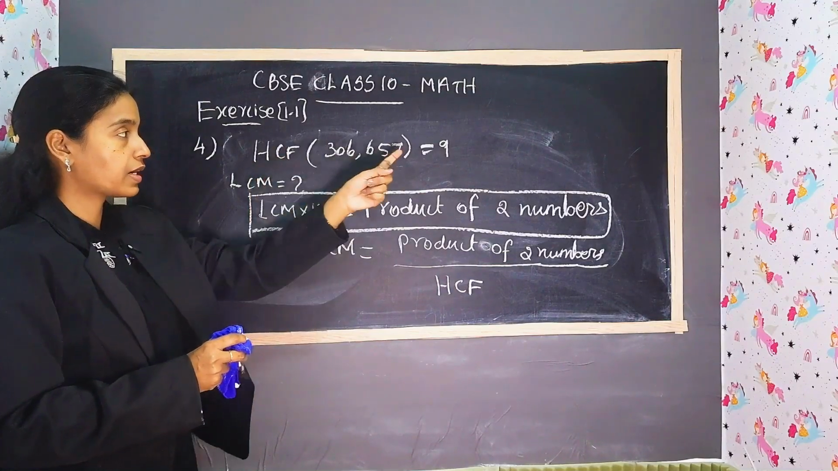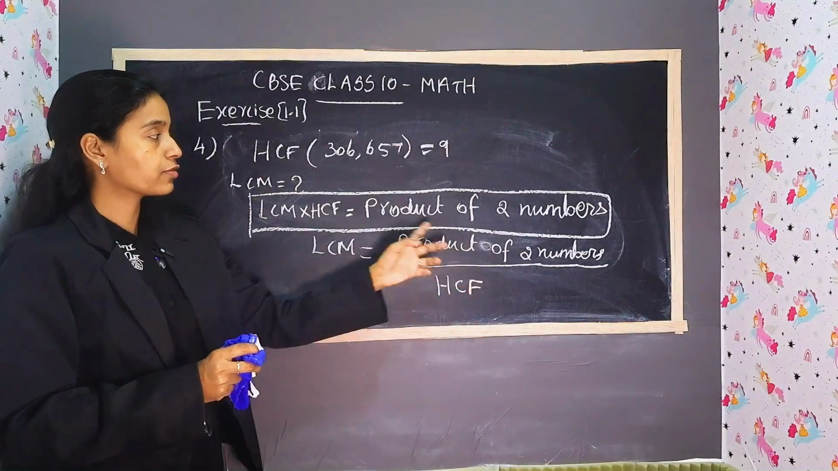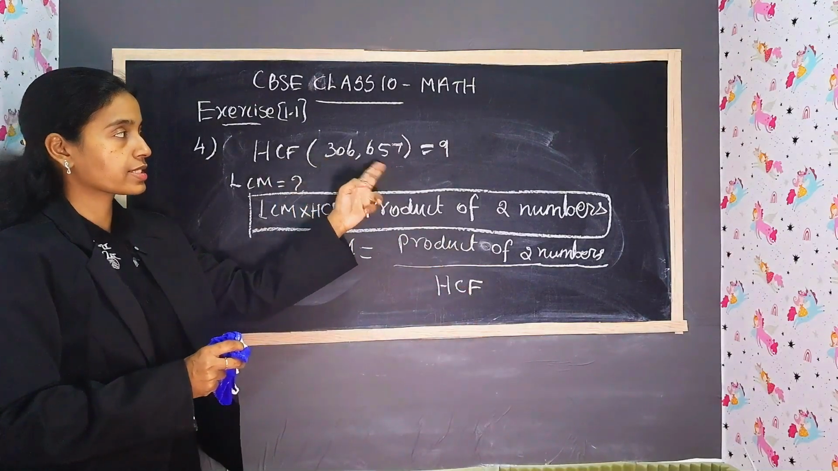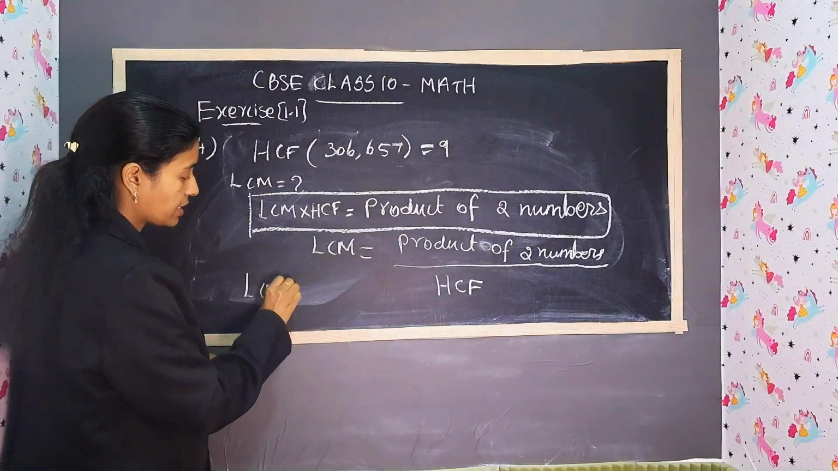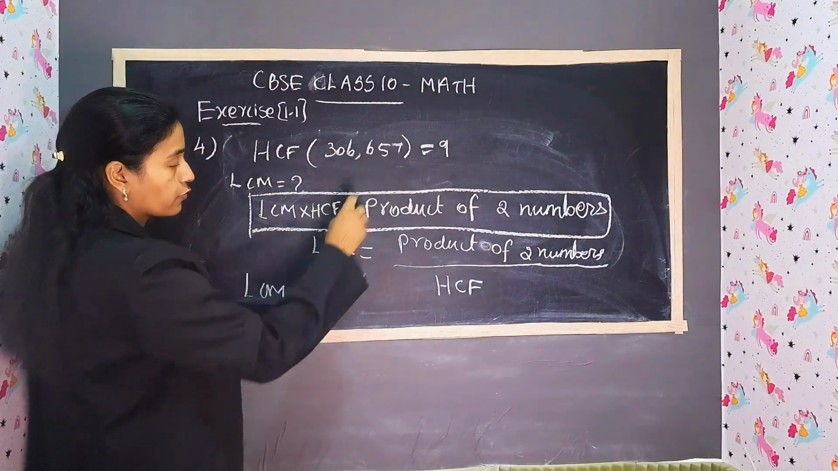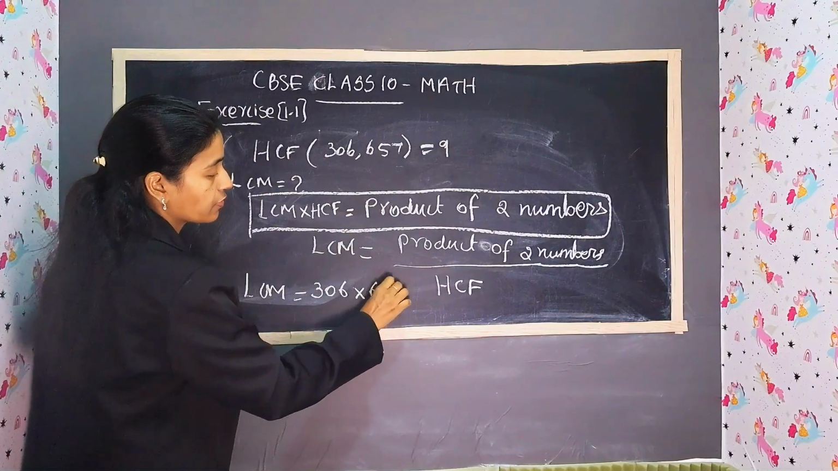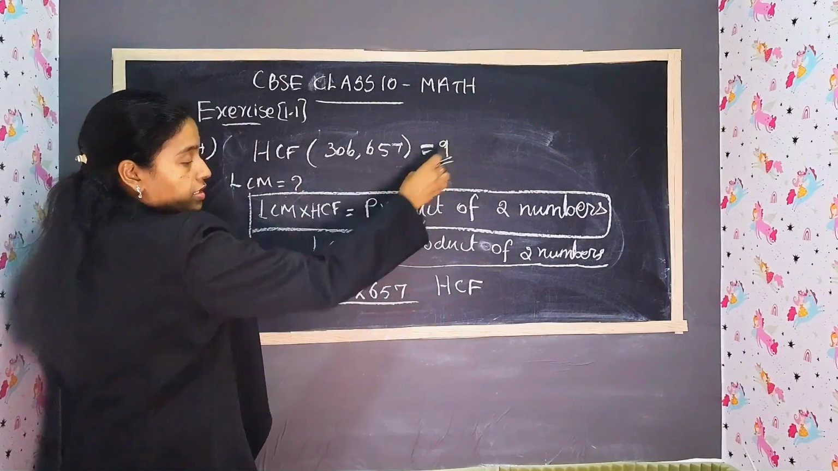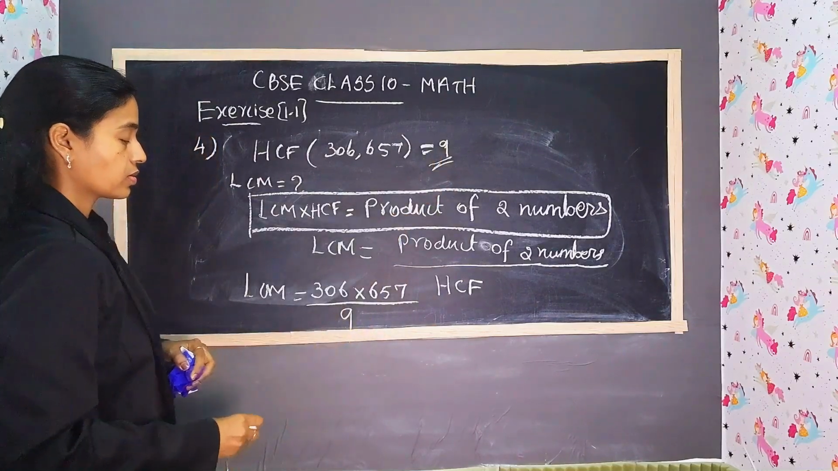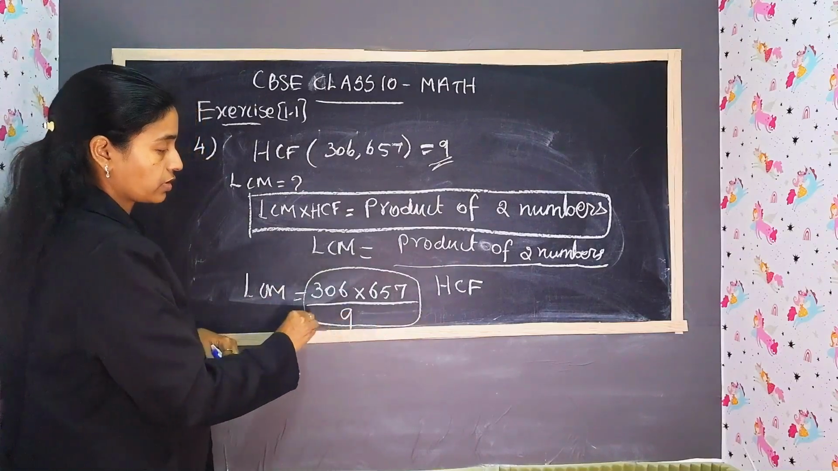We should apply the value of HCF. What is HCF here? 9. And product of two numbers means 306 into 657, right? So I can write LCM equal product of two numbers 306 into 657 divided by HCF, which is 9, right? This is given. If you simplify this step, we can find out the solution.